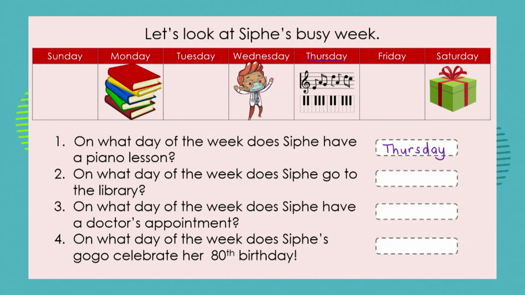Question 2, on what day of the week does CPE go to the library? We know at the library we read books, and we can see that on Monday, CPE is going to go to the library. The next question, question 3, on what day of the week does CPE have a doctor's appointment? We can see a picture of a doctor on Wednesday.